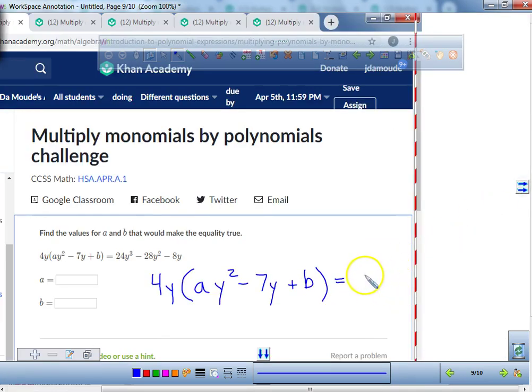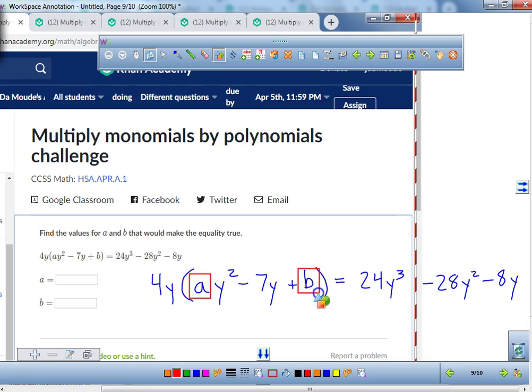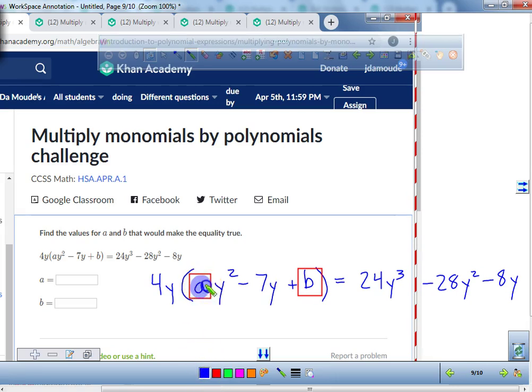Okay? Now what is that all equal to? I've got a 24y cubed. I've got a minus 28y squared minus 8y. So that's what I have. So I want you to write that out exactly as it appears, except the only thing I'm going to do a little bit different here. What I'm going to do is I'm going to put a little box around the A, I'm going to put a little box around the B, and I want you to understand that what I'm looking for is a number that I need to plug in here, in this box. I'm looking for a totally different number to plug in here in this box. That's what I'm solving for. I'm solving for what would go there and what would go right there.